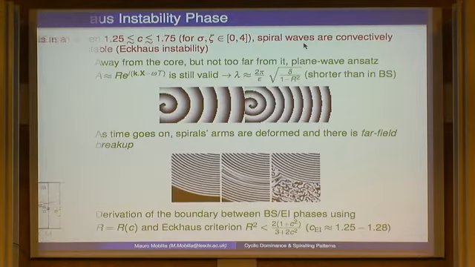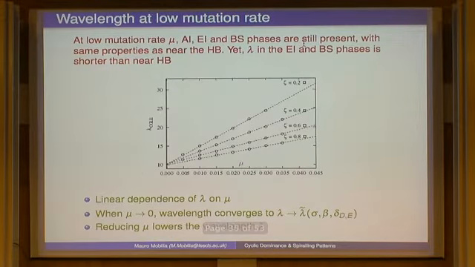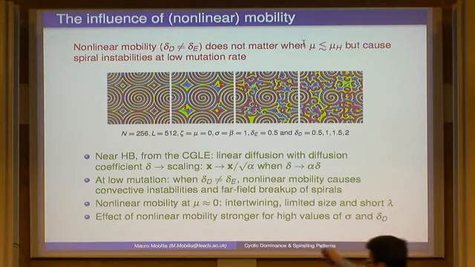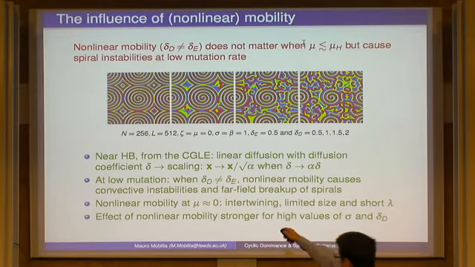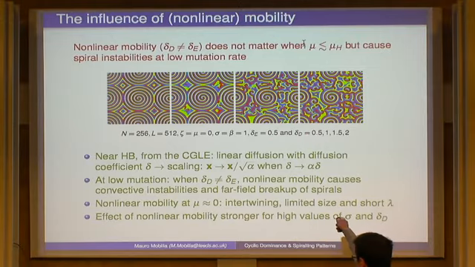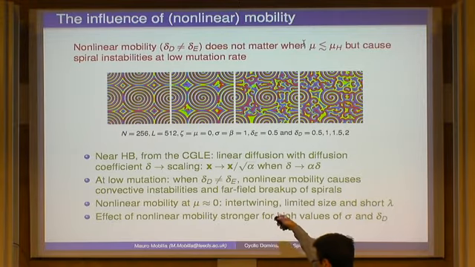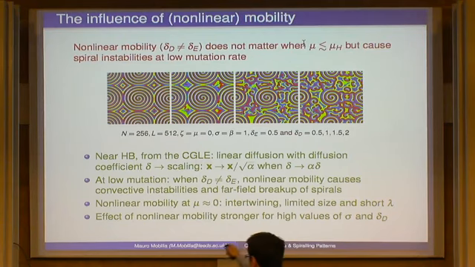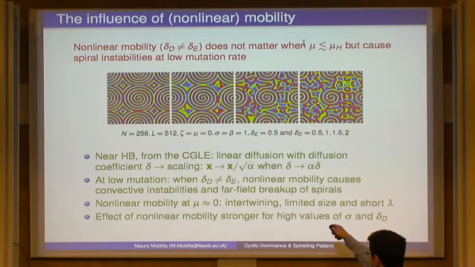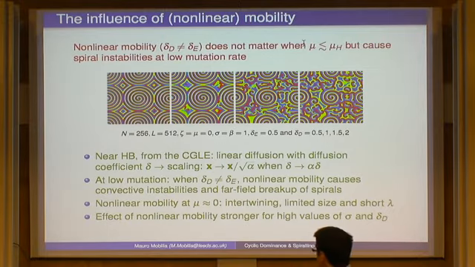This is no longer valid when we are away from the Hopf bifurcation, and this is shown in this picture here. So here we have delta E equals delta D equals 0.5, right? And so everything is linear. Mobility is linear, and you have these well-behaved spirals. Here delta D is 1 and delta E is 0.5. Here delta D is 1.5 and here delta D is 2. Delta E is always 0.5. And you see that you have this far field breakup of the spiral wave.